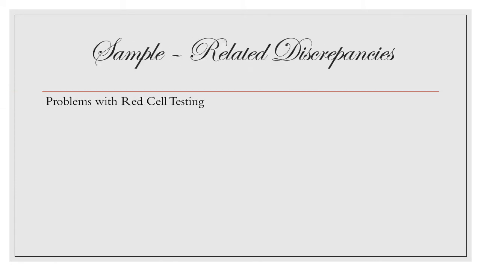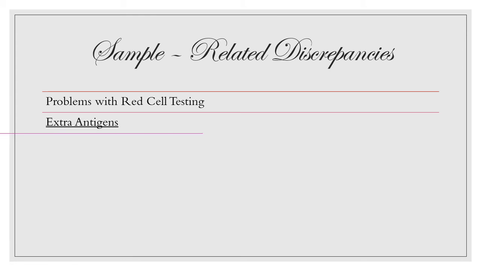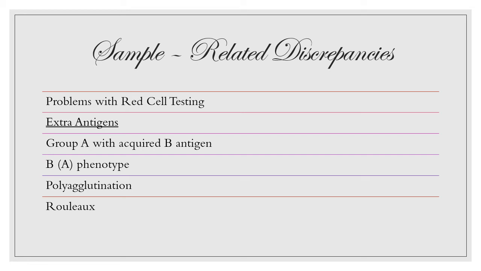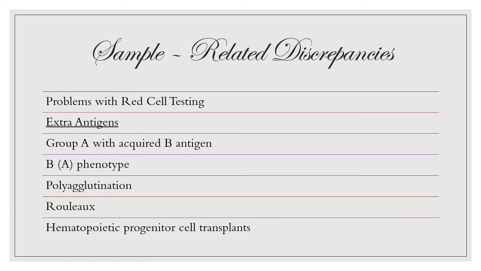All right, problems with red cell testing. Extra antigens: group A with acquired B antigen, BA phenotype, polyagglutination, rouleaux. These are some common reasons for problems with red blood cell testing, that is the forward group. Hematopoietic progenitor cell transplants: if a person has received a transplant, red blood cells, even other organs, you're going to have problems. You should know your patient's history before you get started investigating any of this.